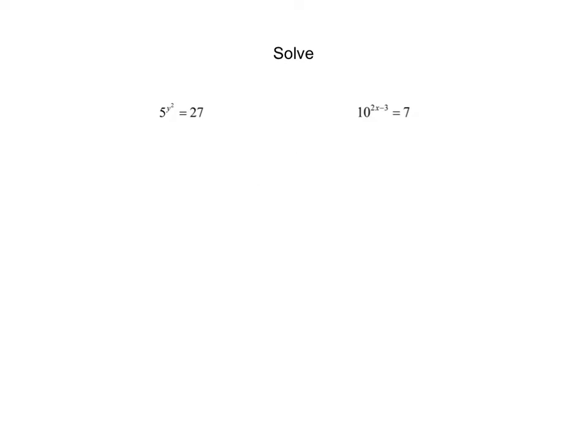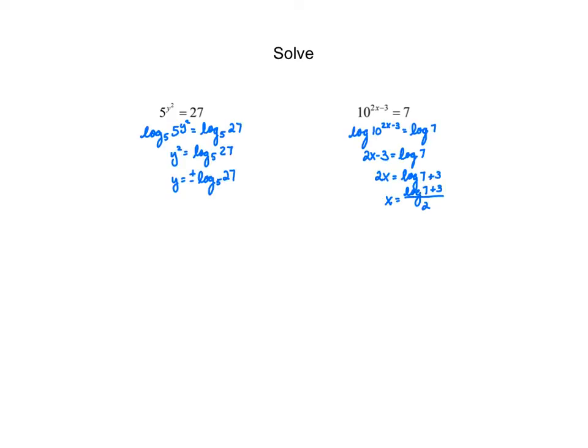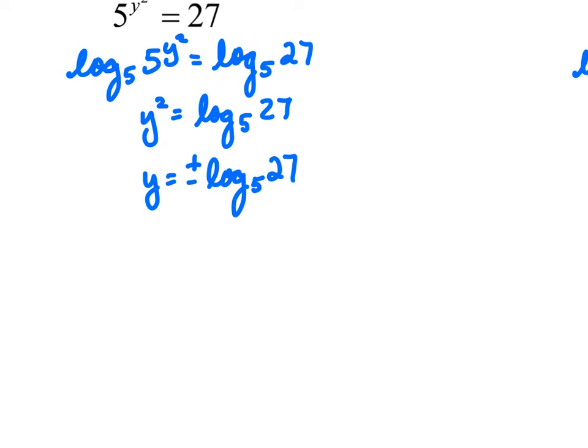Okay, I'd like you to give these two a try. Press pause when you're ready for the answers. Press play again. So you can see on both sides of my equation, I already had the exponential part isolated, so I took log base 5 of both sides. Then that log base 5 undid 5 to the y squared, so I got my exponent out. And then I end up with y equals plus or minus, it should be the square root of log base 5 of 27. I don't know why I left that out.